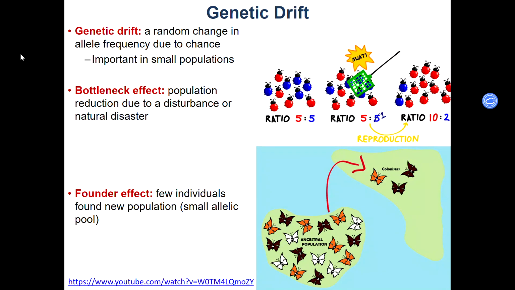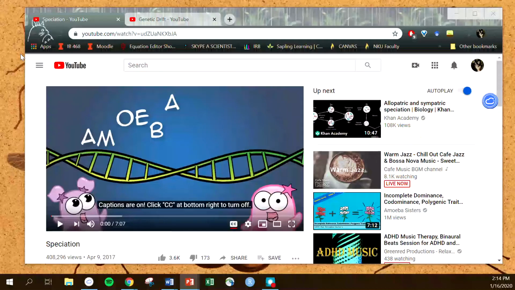So there's two different ways this can happen. There's the bottleneck effect or the founder effect. And we're going to watch a video by the Amoeba Sisters on genetic drift. Where's my mouse?